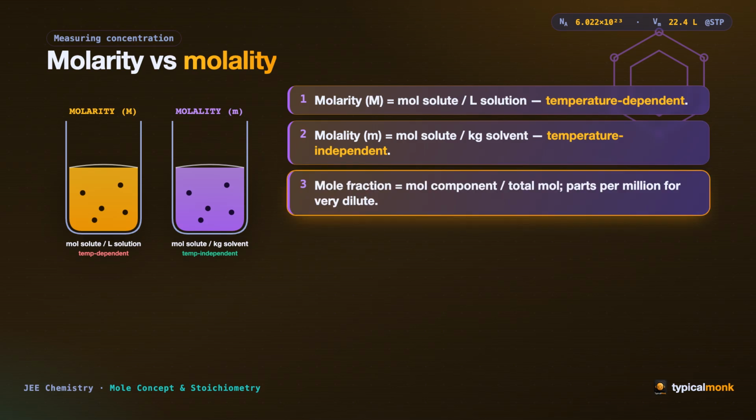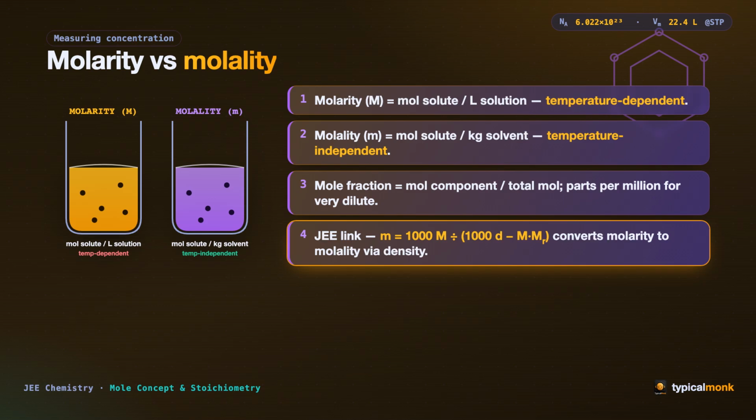Third, the mole fraction: the moles of one component divided by the total moles of all components, a pure ratio with no units, and for very dilute solutions, we count in parts per million. And fourth, the JEE link you must not miss. Molarity and molality can be converted into each other if you know the density of the solution. Keep the density formula ready, because JEE hides one full numerical in exactly this conversion.